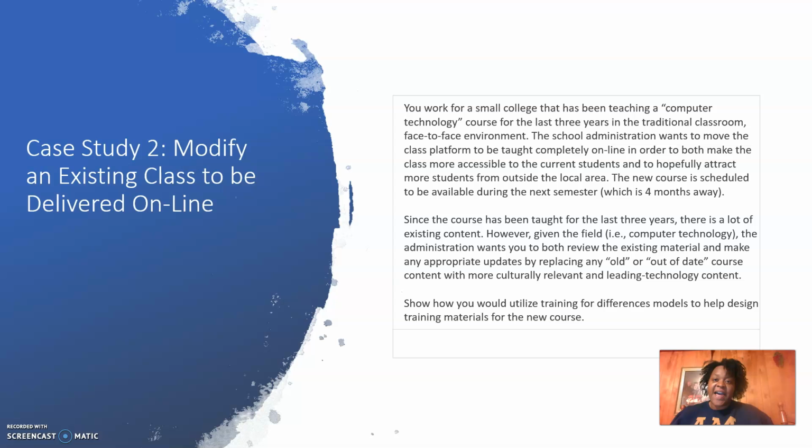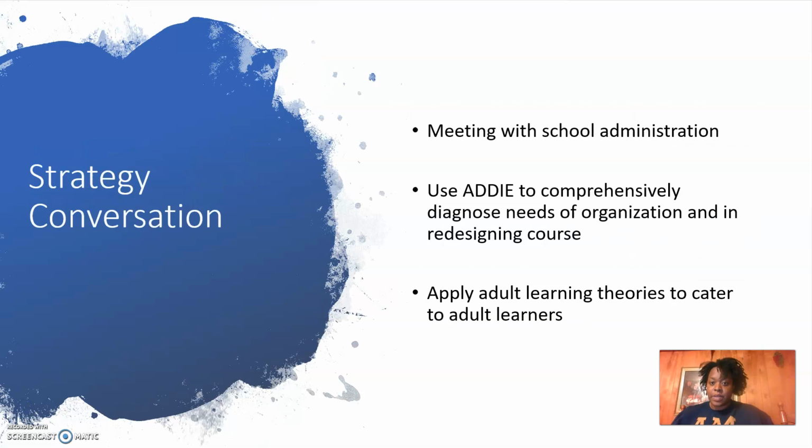I decided to select Case 2 scenario. Initially, I will have a strategy conversation with the school administration to share how the ADDIE model and adult education concepts will be used so that they can understand the approach to their desired output. This meeting will be comprehensive and include instructional aids so that they can easily grasp the information and feel comfortable with the strategy.